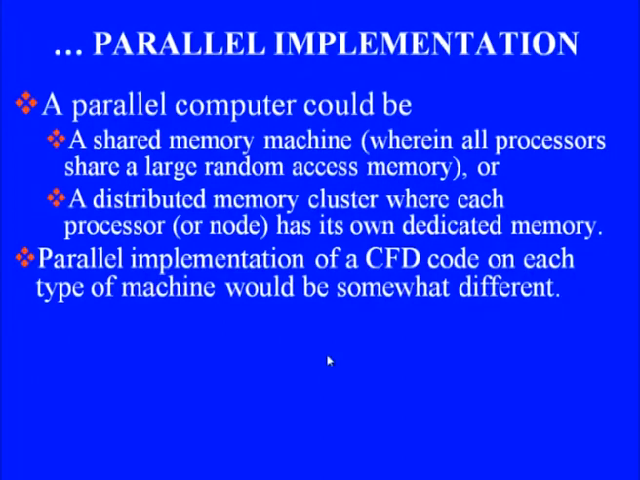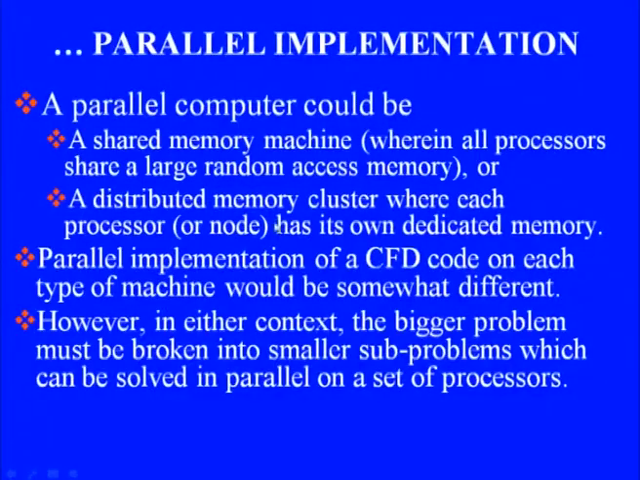Things would be slightly different for a shared memory machine than a distributed memory machine because of the memory sharing. In the case of a shared memory machine, the message passing would be very small, almost negligible, whereas in a distributed memory machine there must be a separate message passing interface, because the data at the boundary of each subdomain which is mapped to one node has to be shared with the other node using message passing.